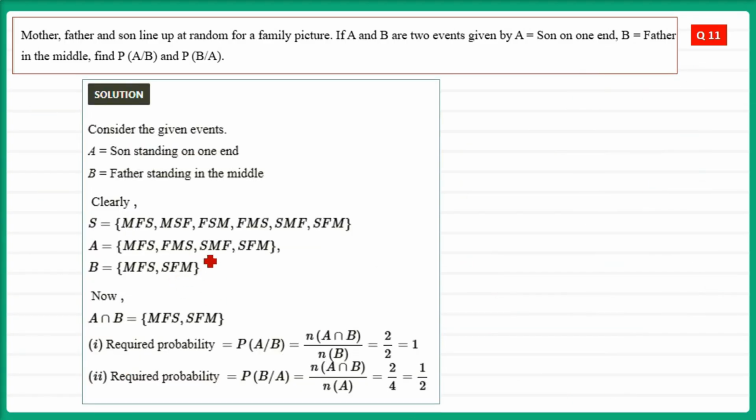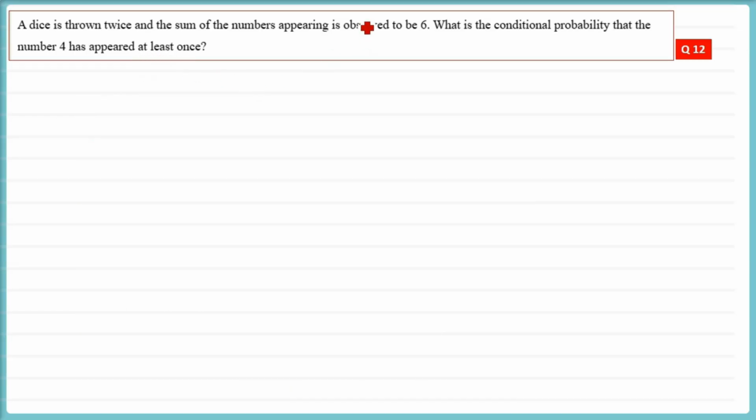So this is the way we are going to do it. Okay, sample space is very important here. Diagrammatically, its representation will be appreciable. A dice is thrown twice and the sum of the numbers appearing is observed to be 6.